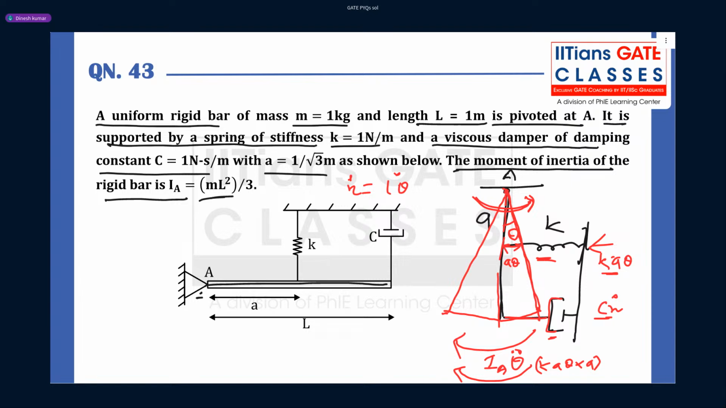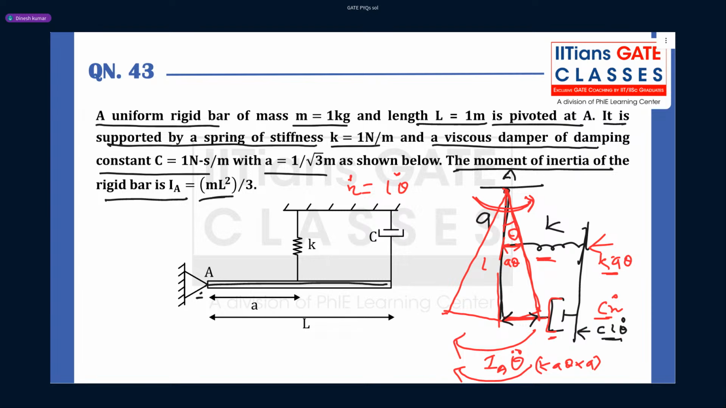Because at any position, what is your relation between x and theta? It is x equal to that distance into theta, right? And we already know the total length is L. So at this location, what is your displacement? It is L into theta. So your x dot will be L theta dot. Now we got the force due to the damper: it is C into L theta dot, and it is in the opposite direction of motion.